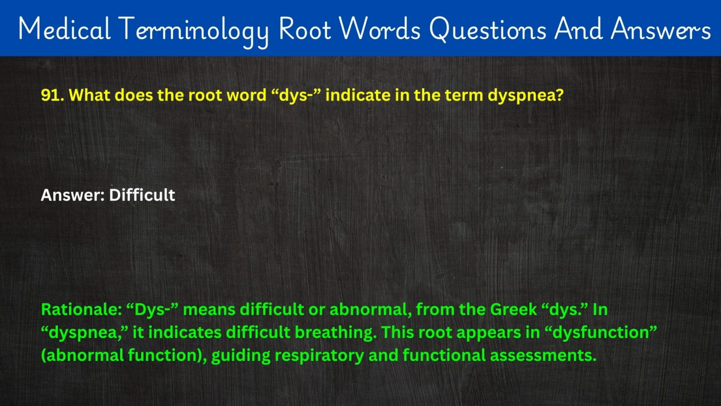91. What does the root word dys- indicate in the term dyspnea? Answer: difficult. Rationale: Dys- means difficult or abnormal, from the Greek dys. In dyspnea, it indicates difficult breathing. This root appears in dysfunction, abnormal function, guiding respiratory and functional assessments.